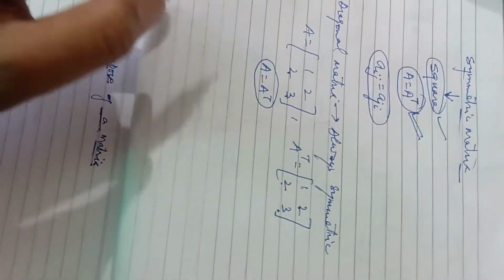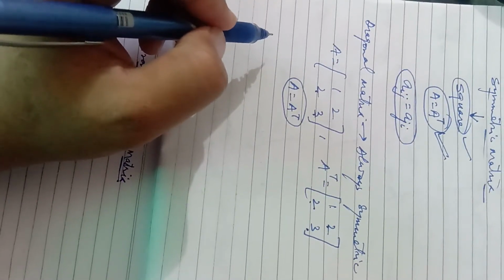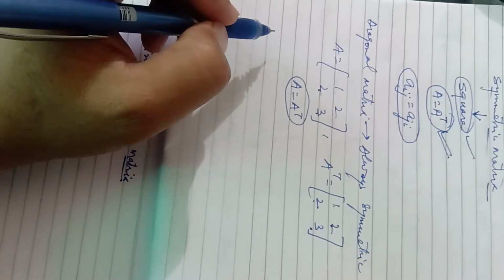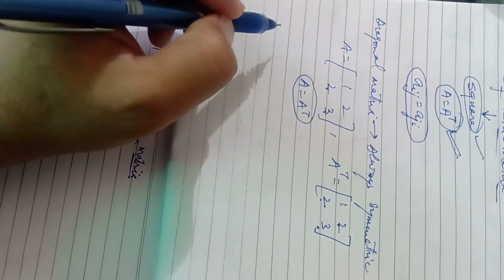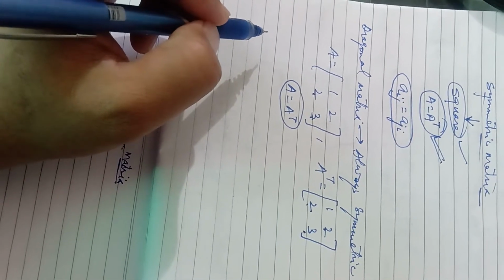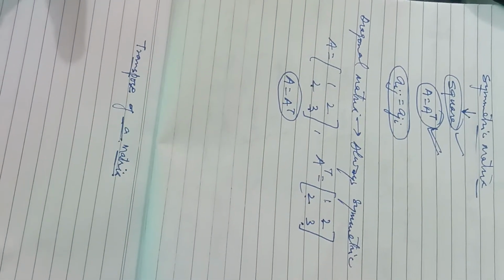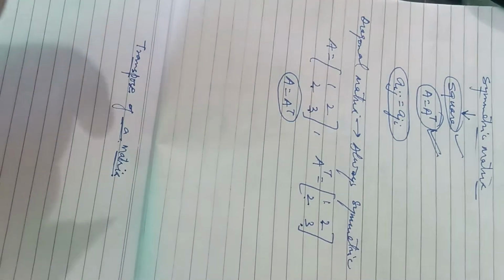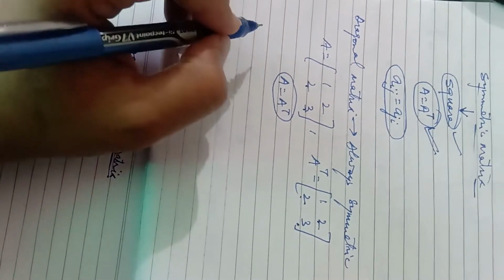It means that we can have matrices other than diagonal matrices which can be symmetric matrices, right? So it is not the condition that the matrix has to be diagonal only. It could be any square matrix, provided it is equal to its transpose. Now I'll tell you how to construct it. It's very simple.